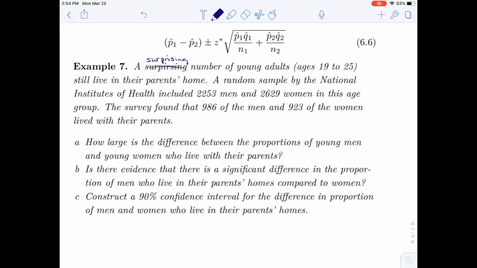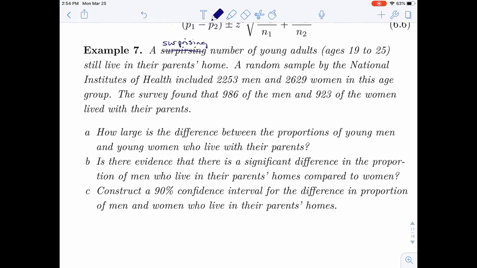So let's do example 7 together, where we're going to do a hypothesis test and a confidence interval. So a surprising number of young adults still live in their parents' home. A random sample by the National Institute of Health included 2,253 men and 2,629 women in this age group. The survey found that 986 of the men and 923 of the women lived with their parents. How large is the difference between the proportions of young men and young women who live with their parents?